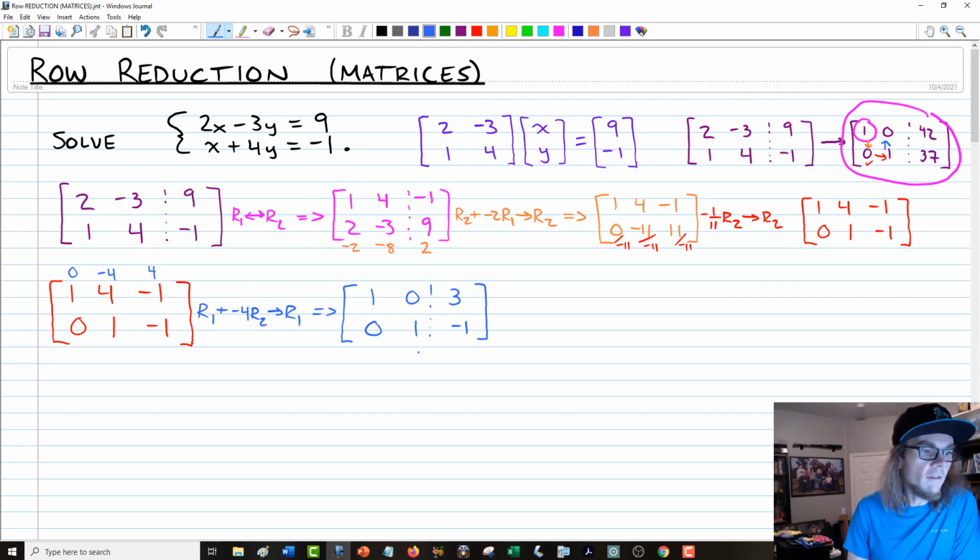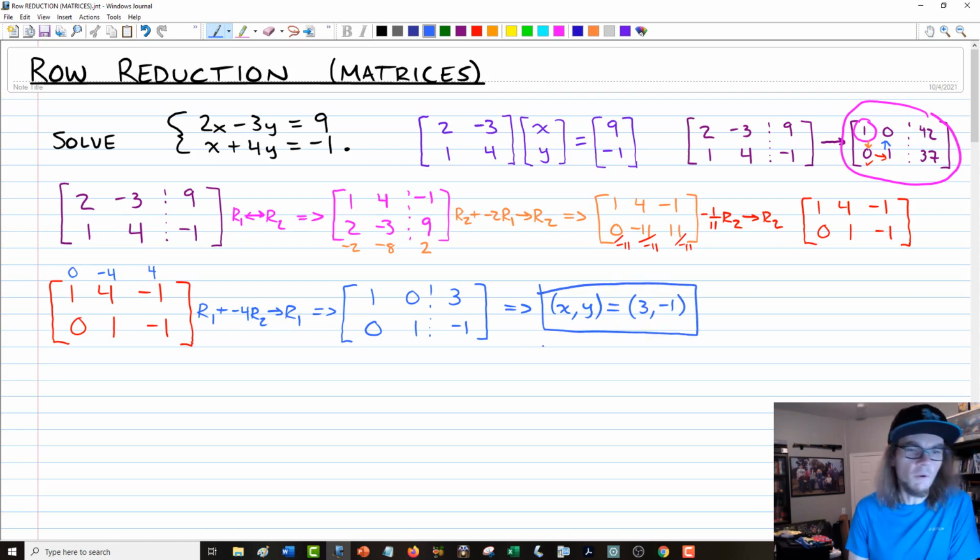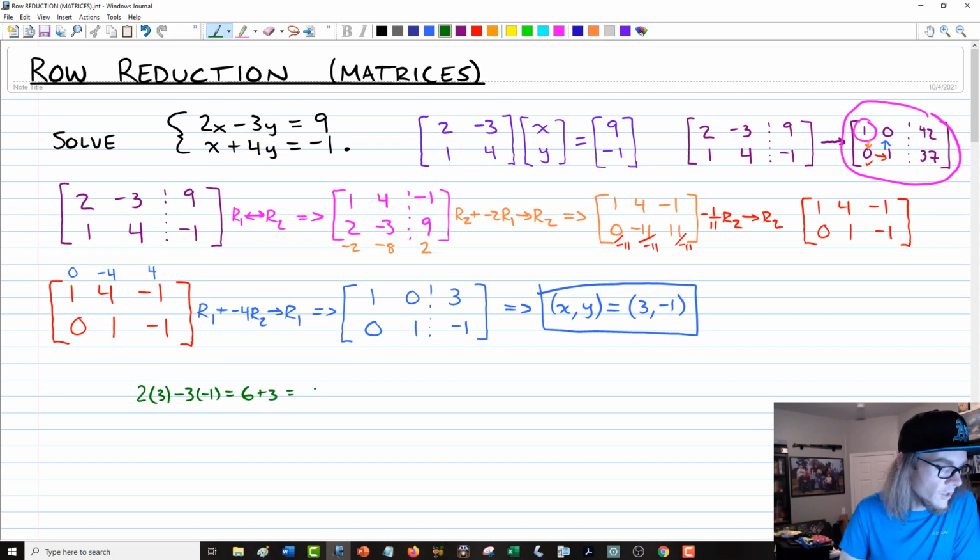And lo and behold, we have in fact just solved our system. This tells me that our solution point, our ordered pair, or our 2-vector, depending on how you want to think about it, is the point (3, -1). Now I'm pretty confident because I wrote that problem ahead of time, but let's say you weren't confident. You could go back to our original system and check. 2 times 3 minus 3 times -1 is 6 plus 3, which is 9. That's good. And our second one is 3 plus 4 times -1, which is 3 minus 4, which is -1, which matches as well.